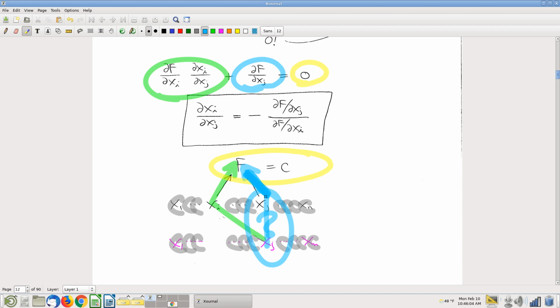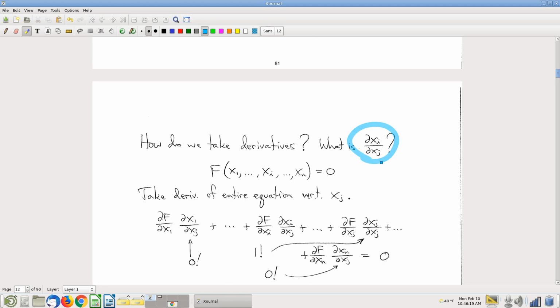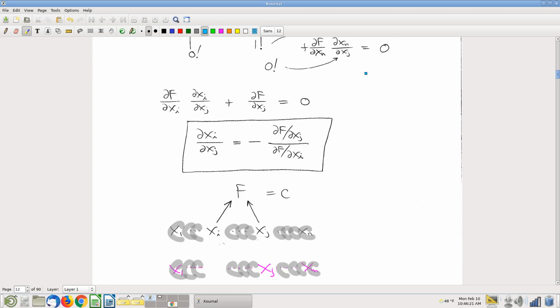So going back up to here, what is it that I wanted in the first place? I wanted partial of xi with respect to xj. Check it out. There it is. That arrow that I wanted to know, that partial derivative. It's part of that little bit of algebra, so you solve for it, and there you are. So there's your handy-dandy equation for how to compute that partial derivative.